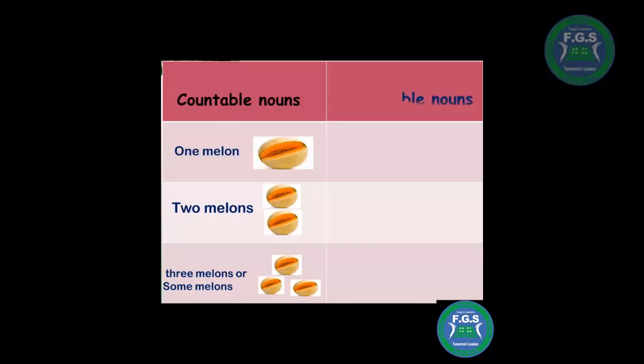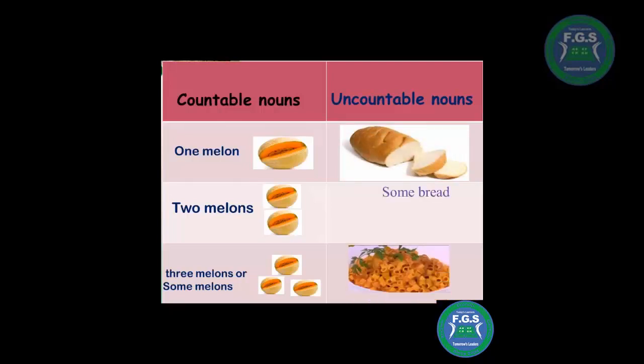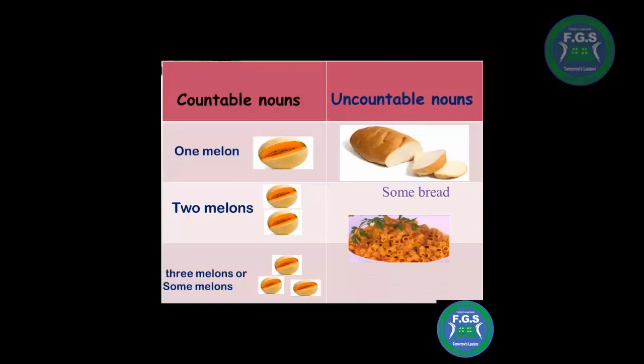The next part, uncountable nouns. Again, we have bread. I say some bread. Pasta, some pasta. We can't count the bread or the pasta. Do you remember other nouns that we can't count? We said, for example, rice, pasta, meat, cheese, cereal, and so many things.